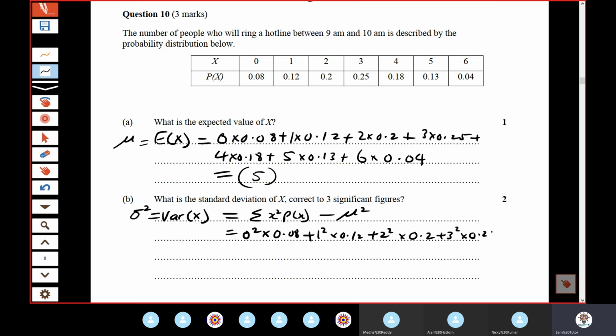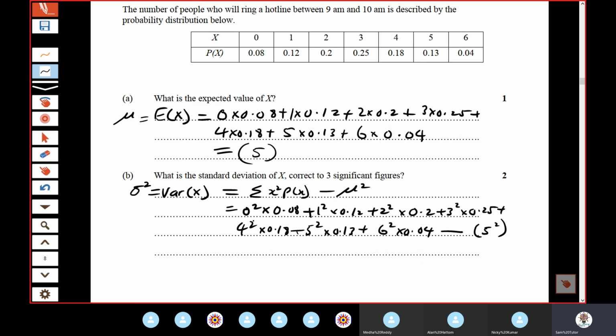it's squared. 4 squared times 0.18 plus 5 squared times 0.13 plus 6 squared, minus mu squared. For example, that would be 5 squared, which is 25. So whatever you would have found in I, square it. And then that's variance. And to find standard deviation, you square root the answer you have on top. All right, you guys can now try it out. Try to get an answer.